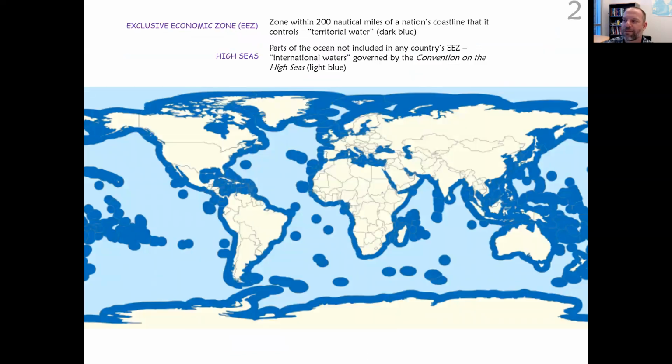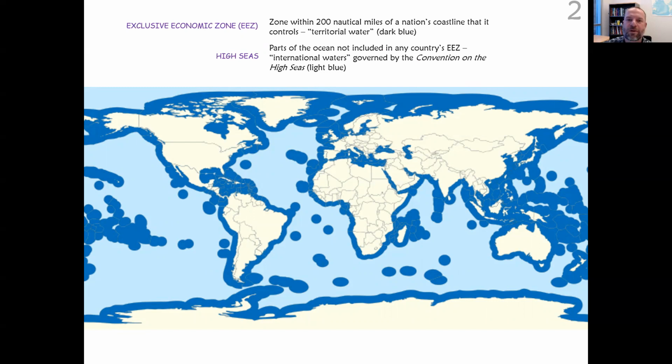And this is the exclusive economic zones, or EEZ, and these are the zones within 200 nautical miles of a country's coastline that it controls. These might also be called territorial waters. So within 200 nautical miles of the United States coast, we control that water, right? We get to say who can build oil rigs there, who can go fishing there. And this is contrasted with the areas beyond anybody's EEZs, which are termed the high seas, or sometimes called international waters, although high seas is the real legal term used.